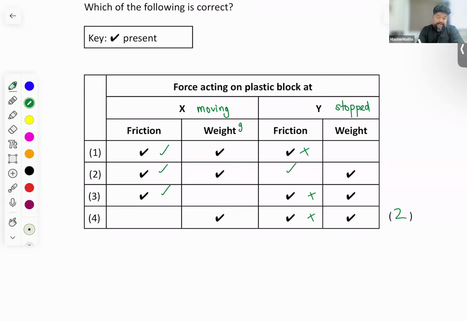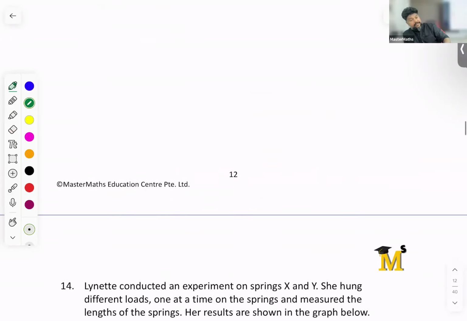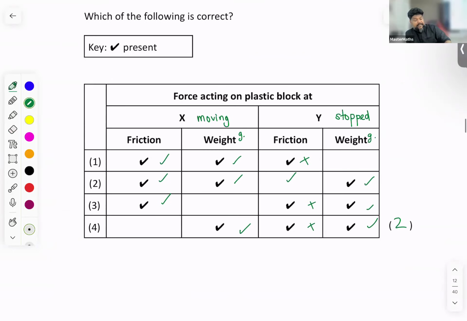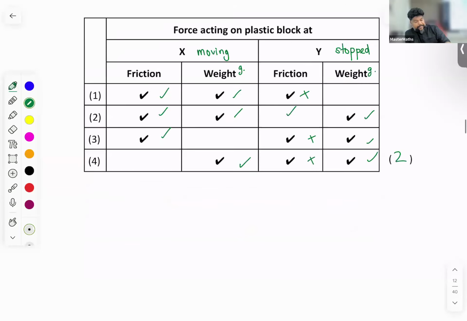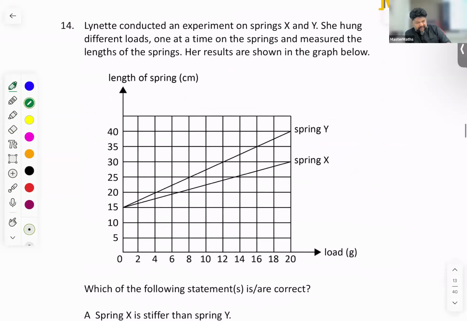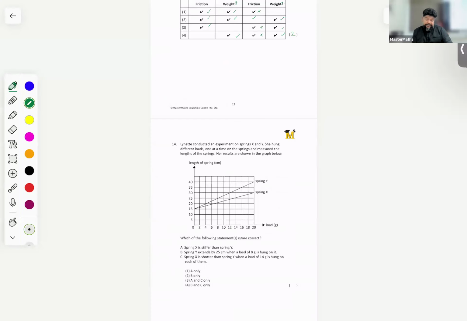Weight is because of gravity. Gravity should always be there as long as it's on Earth. Okay. Zairul, do you understand why it's not 3? Oh, this was a tricky question.